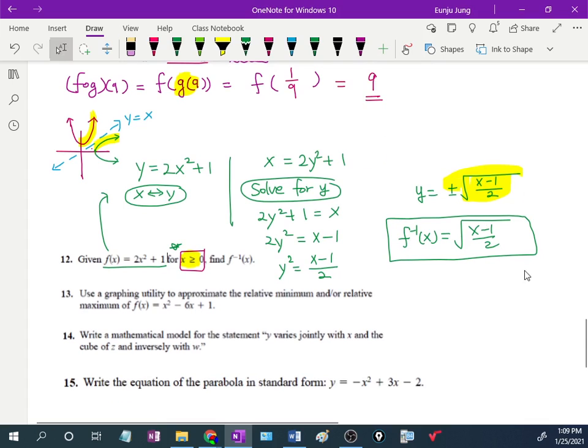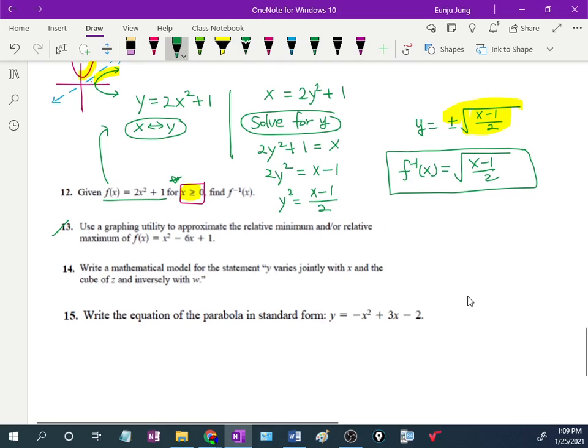Any questions? And I'm skipping 13. I know you can do it with a calculator, so that would be an easier one. Number 14: write a mathematical model for the statement y varies jointly, meaning together, with x and the cube of z.